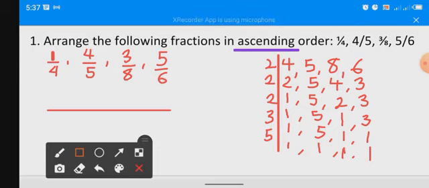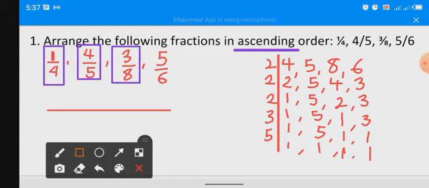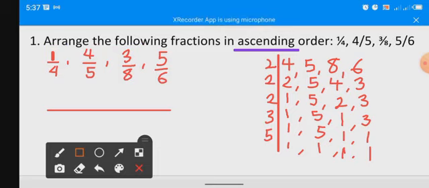Now when we have fractions that do not have the same denominator or the same numerator, as we have in this question here, this is 1 over 4, this is 4 over 5, this is 3 over 8, and this is 5 over 6. You could see that all the fractions do not have common denominators as well as common numerators.